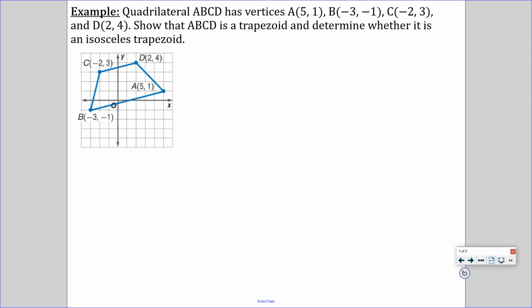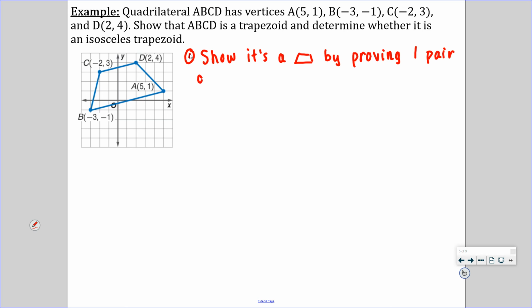Okay. So in order to show that it is a trapezoid, we just have to show that one pair of opposite sides are parallel. All right? So that's what I'm going to do first. Show it's a trapezoid by proving one pair of opposite sides, not congruent, parallel. That's my characteristic with a trapezoid.